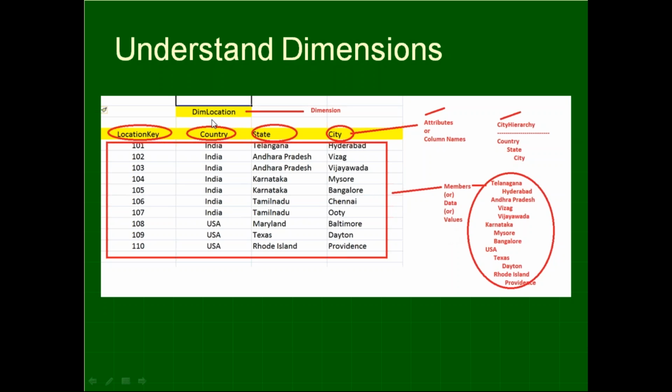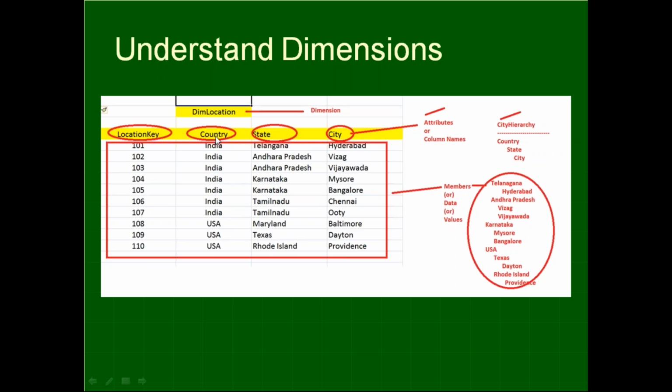So be clear. What is a dimension? What is an attribute? What is a member? Dimension means dim location. Attribute means column names: location key, country, state, city. These are attributes. Member means all these individual data. Vijayawada is a member. Mysore, Ooty, Baltimore, Texas, Rhode Island, USA. So remember, each and every distinct value is a member, and that is data.